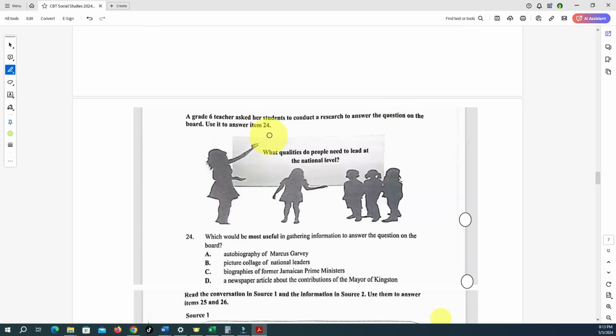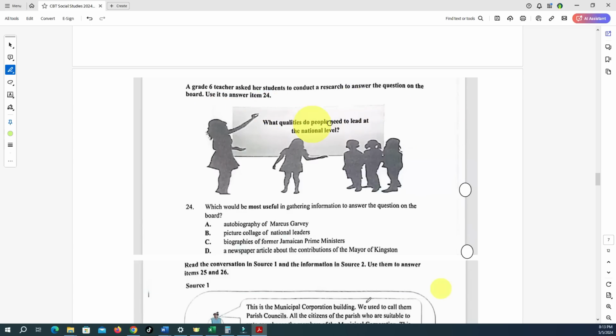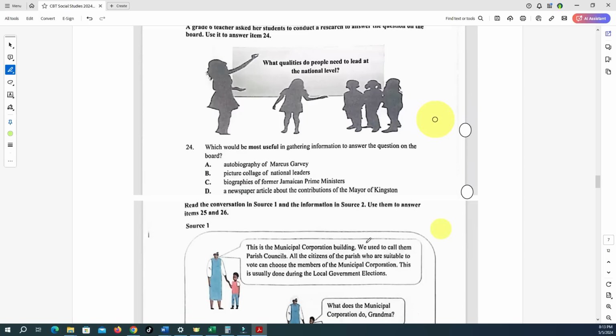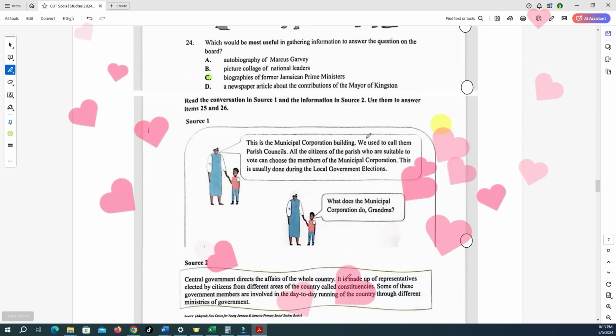A grade 6 teacher asked her students to conduct research to answer the questions on the board. What qualities do people need to lead at the national level? Okay, like a government body. Which would be most useful in gathering information to answer the question on the board? Autobiography of Marcus Garvey? Yeah, but that would be unique to him. Picture collage of national leaders. Those are pictures. Biographies of former Jamaican Prime Ministers. I think that would help. I'll take that one. C.